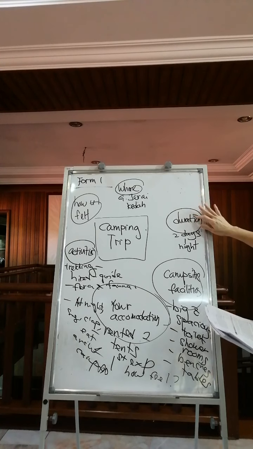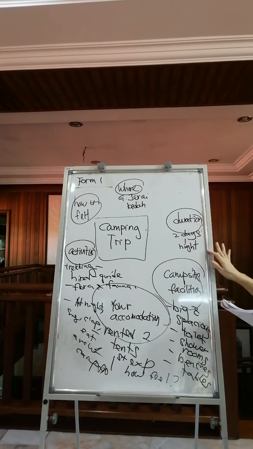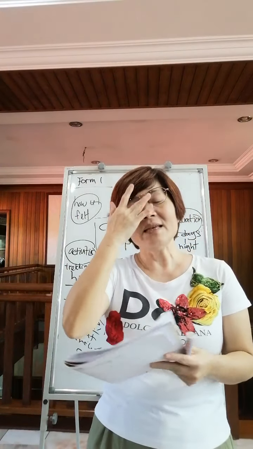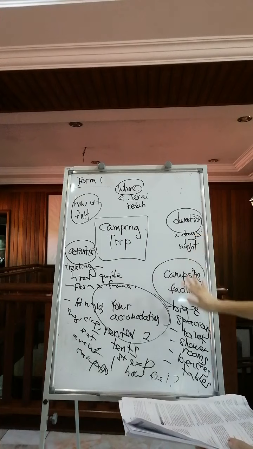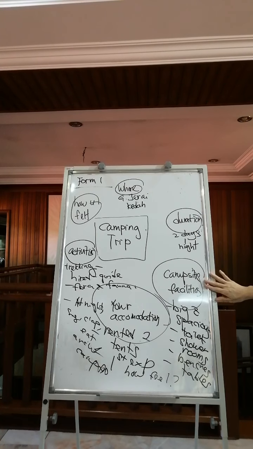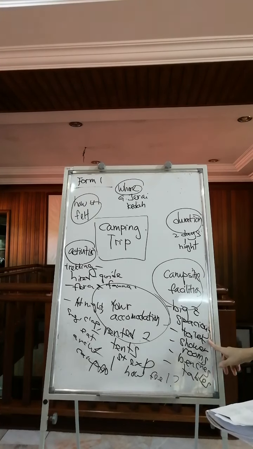Then you can say, we camped for 2 days, 1 night. Camped, C-A-M-P-E-D. Then how do you describe the campsite? You can say, the campsite was big and spacious and had many facilities such as toilets, shower rooms, as well as benches and tables for picnics. Understand or not?